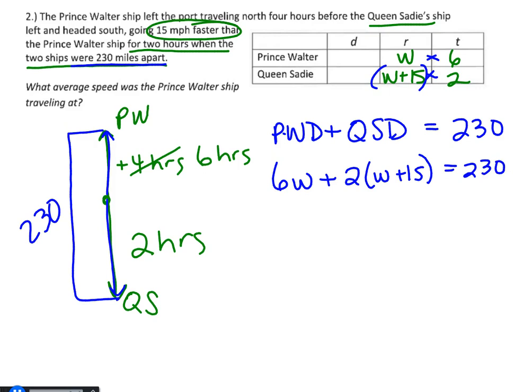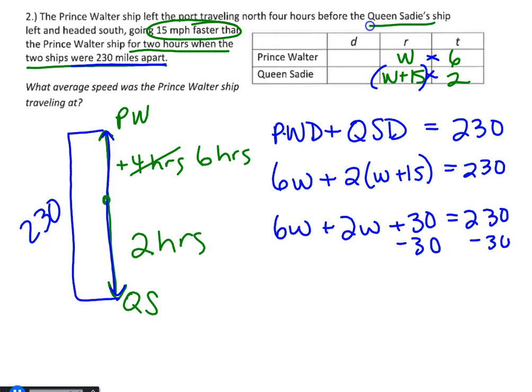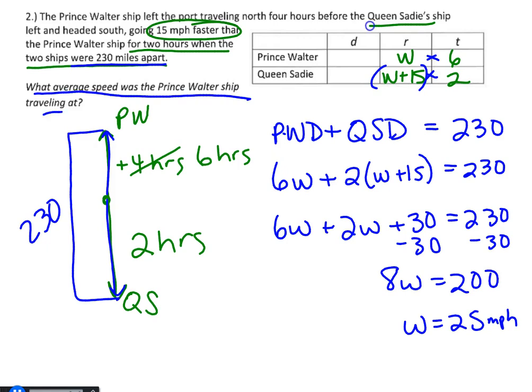Sometimes you'll see problems where the distances are equal, like in the last one. Sometimes, like in this one, you'll see where the two distances have a sum. They add up to a greater distance. So now we're going to go ahead and solve this algebraically for Prince Walter's speed. 8W plus 30 equals 230, so subtract off the 30. 8W equals 200, so W equals 25 miles per hour. And if we go back to the question, what was the average speed he was traveling at? That's the answer to our question. So the Prince Walter's speed was 25 miles per hour.